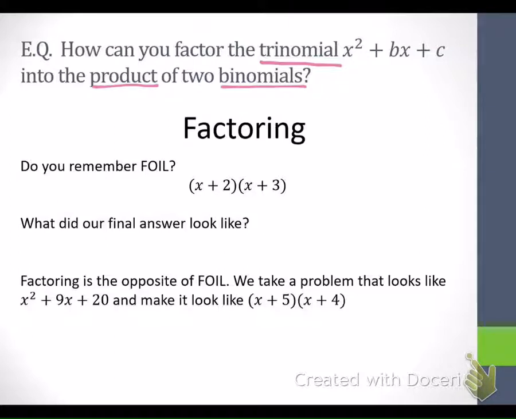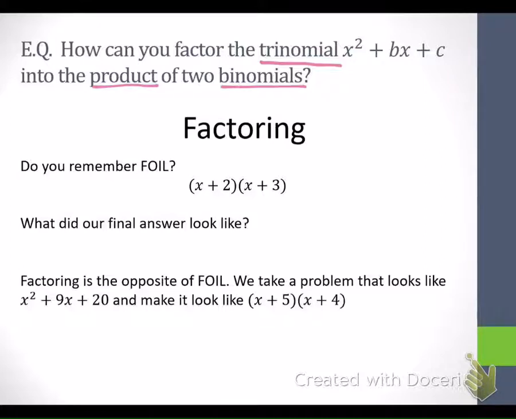So look at what factoring is. Factoring is the opposite of FOIL. We take a problem that looks like x squared plus 9x plus 20. We take a trinomial and we make it look like x plus 5 times x plus 4. So on the test yesterday, we multiplied 2 binomials and got a trinomial. Today we're going to go backwards. We're going to take that trinomial and we're going to turn it into 2 binomials that we multiply.